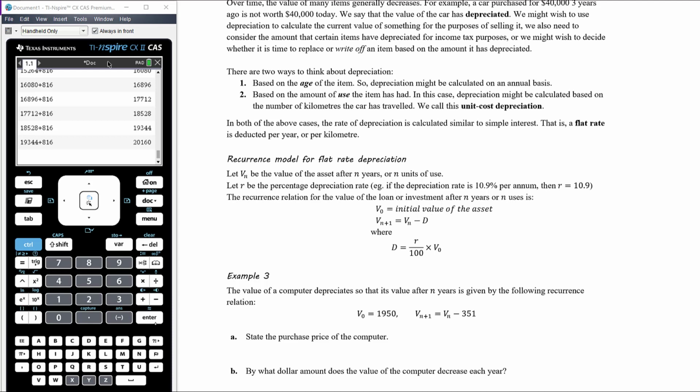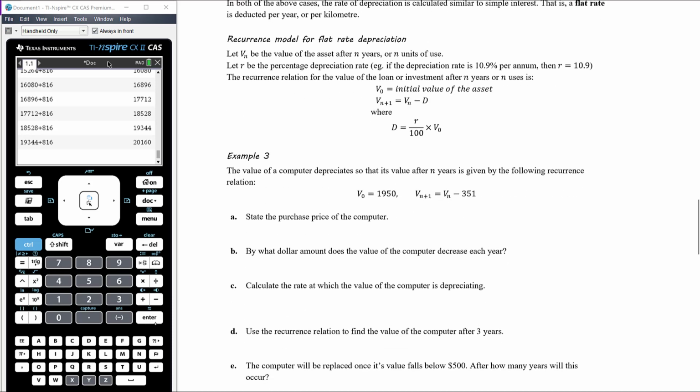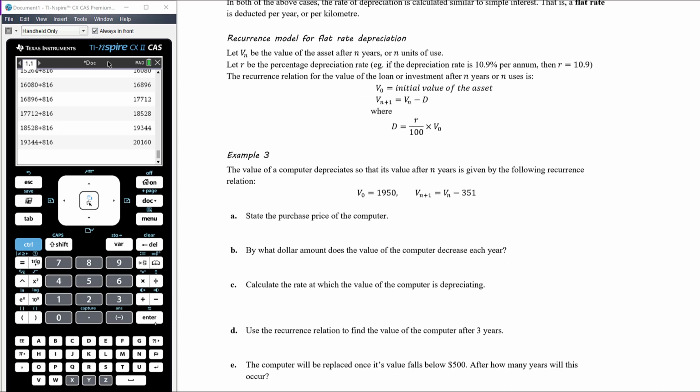And D is calculated as a percentage of the initial value. So as I said, if it's 10.9% flat rate depreciation, we calculate 10.9 over 100 times the initial value, or 0.109 times V0. Okay. And that gives you the amount that you're going to depreciate by each year or month or whatever the depreciation period is, and then that's the amount that we're going to subtract each time. Okay, let's work through some examples. The value of a computer depreciates so that its value after n years is given by the following recurrence relation.